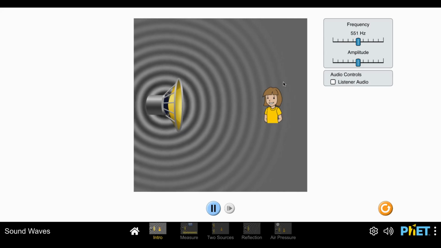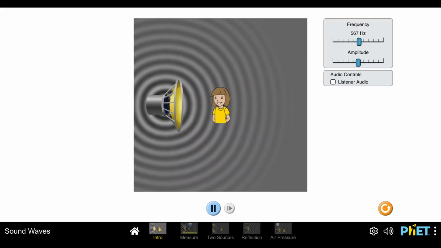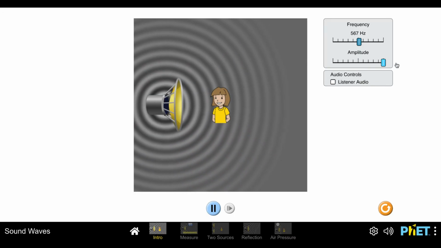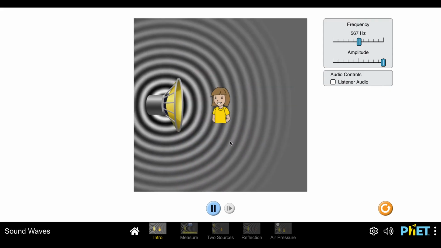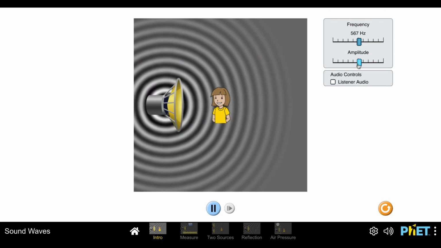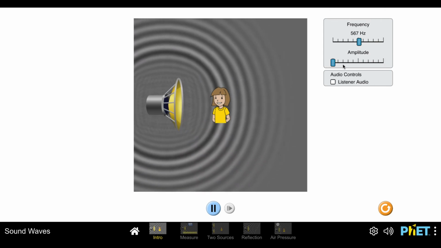Now, let's take a look at how frequency and amplitude affect the sound. When I play the audio in this video, it kind of gets messed up, so I recommend you try this yourself. But just know that when you increase the amplitude of the sound waves, that increases the loudness, or the volume, of what you're hearing. So it's going to be louder if you increase the amplitude and quieter if you decrease the amplitude, of course.